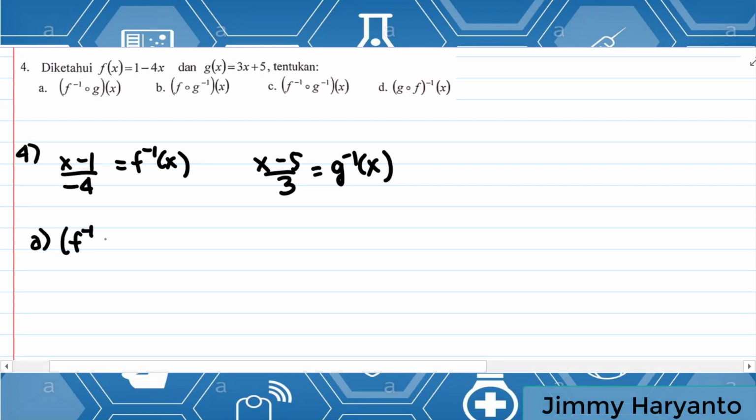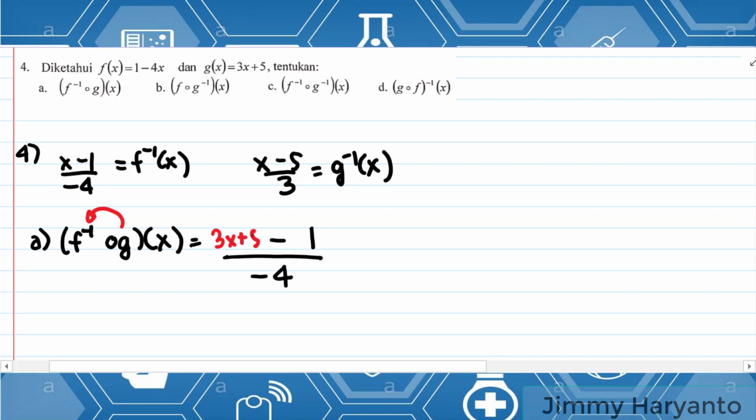So the first question is f inverse of g(x). That means I have to put the g into the f inverse. Write the f inverse first. The f inverse is x minus 1 over negative 4. Put the g into the x. The g is 3x plus 5. So the result will be 3x plus 4 over negative 4. This is the answer for A.